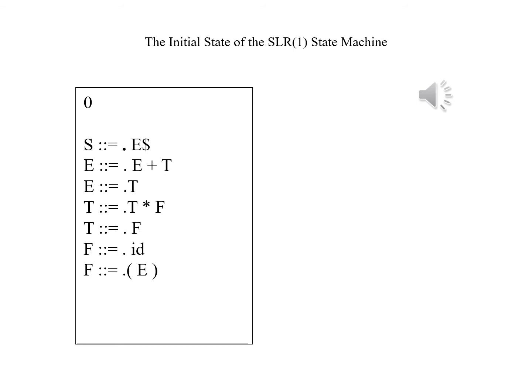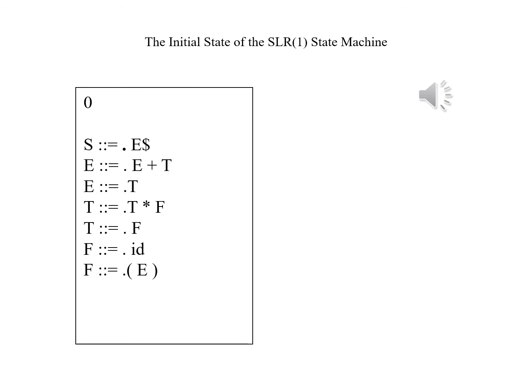The initial state looks a great deal like the one from the LR0 state machine. We begin with the special start symbol S, deriving dot, E, the expression, dollar, the end of file marker. The dot before the E means we need initial items for E. E derives dot E plus T, and E derives dot T. Since we've already accounted for an initial item for E, that second production does not require any additional items.